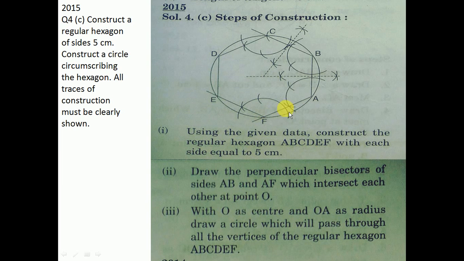Bisect any 2 sides, 2 points. See, this line and this line, or this line and this line. Where they meet, that is the center O. Keeping that as a center, B as a radius, draw a circle, or C as a radius, draw a circle. So all the traces of the construction will be clearly shown. No matter the steps in the exam, the construction should be able to explain how we are constructing it.